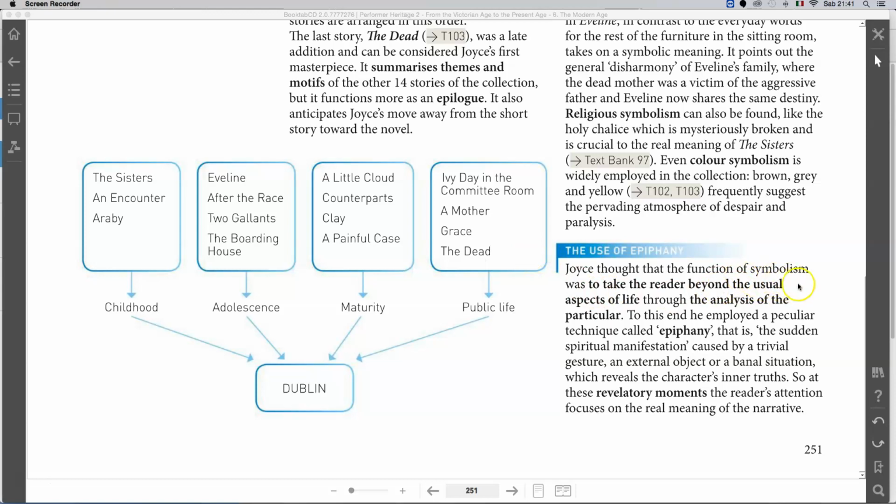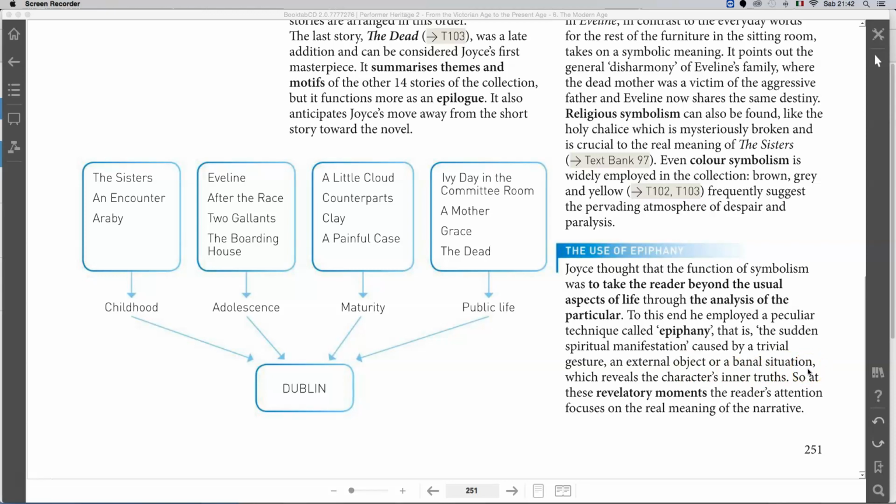The function of symbolism for Joyce was to take the reader beyond the usual aspects of life through the analysis of the particular. For this reason, Joyce employed a peculiar technique which was called the epiphany, which is the sudden spiritual manifestation caused by an insignificant and unimportant event or gesture or an external object or a banal situation.